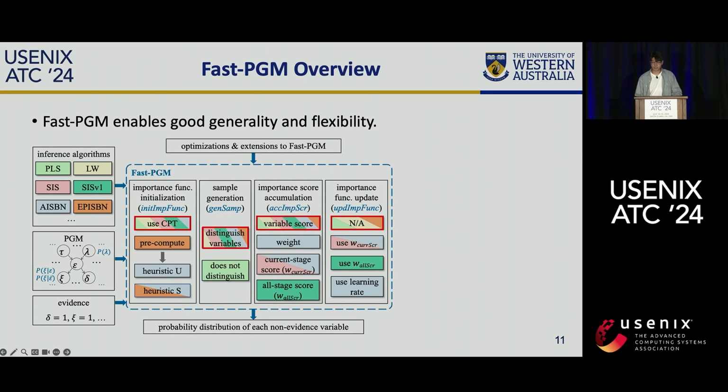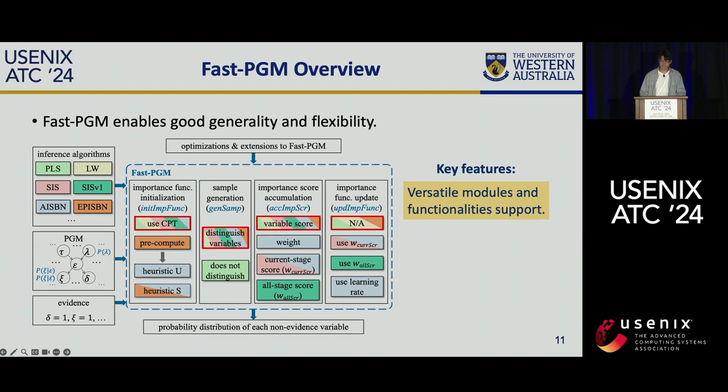Through our observations, we developed a unified framework for sampling-based approximate inference. Our FastPGM takes the PGM and the evidence as input, and outputs the posterior distribution of all the non-evidence variables using one of the supported algorithms. The first feature is versatile modules and functionality support. Since there are differences inside each module among different algorithms, we support various functionality. So different algorithms can use different functionalities, as shown in different colors in the figure.